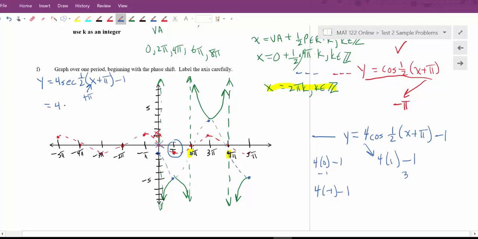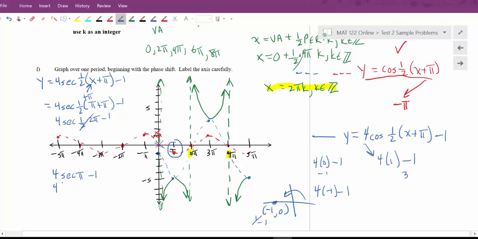So we got 4 secant of 1/2 pi plus pi minus 1. Well, that is 4 times the secant of 1/2 of 2 pi minus 1. So that is going to be 4 secant of pi minus 1. Well, on a unit circle at pi, you're at the point -1, 0. The secant is r over x. So that'd be 1 over -1 or -1. So you have 4 times -1 minus 1 is -5. So notice that that y value is -5, so it checks.